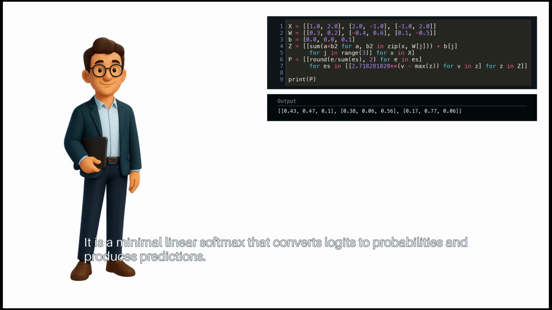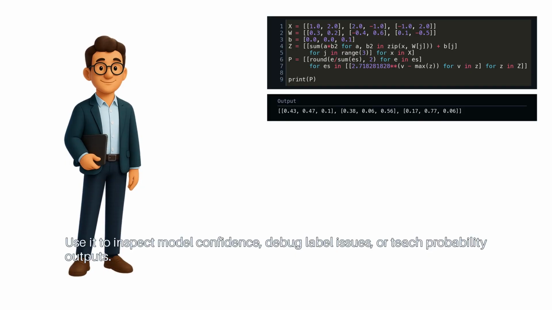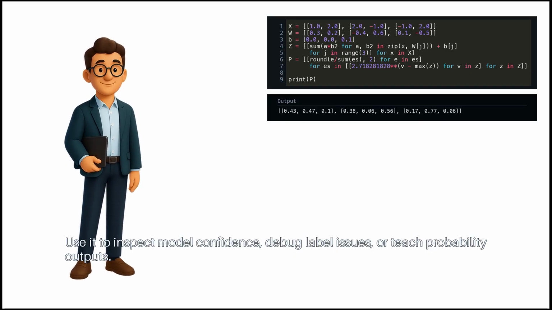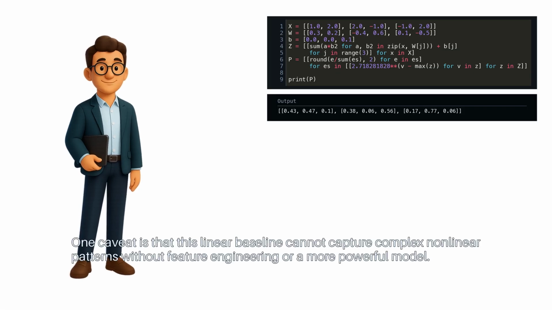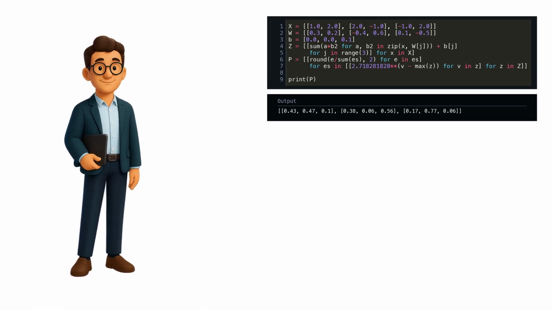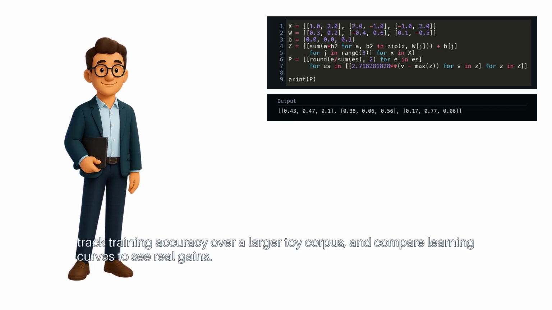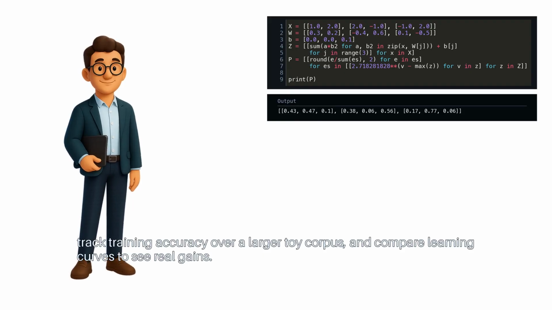Recap: it is a minimal, linear softmax that converts logits to probabilities and produces predictions. Use it to inspect model confidence, debug label issues, or teach probability outputs. One caveat is that this linear baseline cannot capture complex nonlinear patterns without feature engineering or a more powerful model. Next step: train the weight matrix and bias with gradient descent on cross-entropy for more realistic improvements. Track training accuracy over a larger toy corpus and compare learning curves to see real gains.